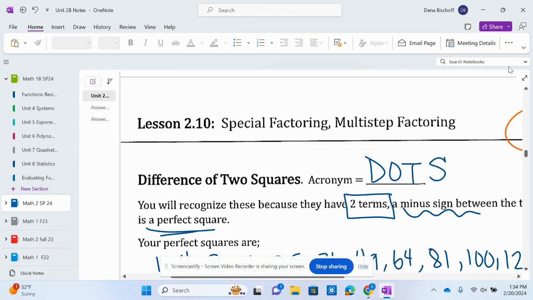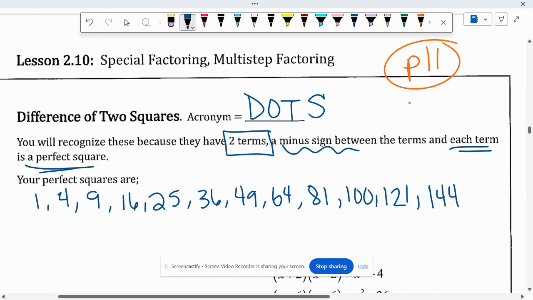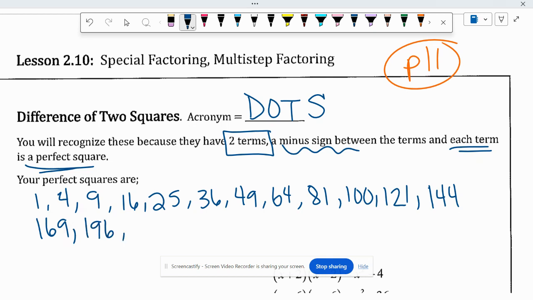all of your perfect squares are. Okay. So let's see, 13 times 13, that's 169. I know I have the screen frozen, I'm fixing it. 14 times 14, that's 196. 15 times 15, that's 225. 16 times 16, I think that's 256.